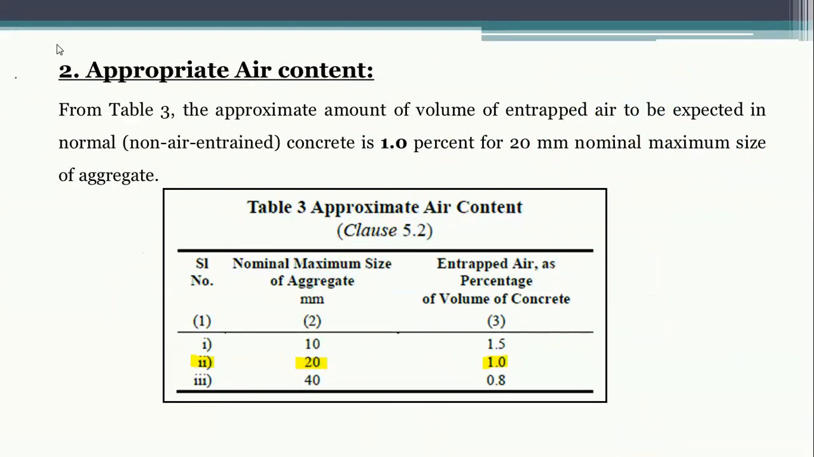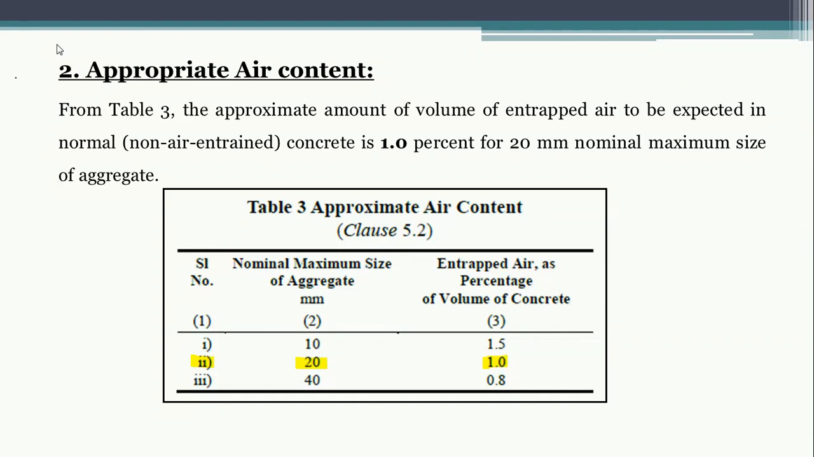So next, second step, appropriate air content. As you all know, we have used maximum size of aggregate as 20 mm, because for most of the RCC works we are using 20 mm and down size. So the maximum size of aggregate in the concrete is 20. For 20, the volume of entrapped air is 1%. You can see in the code book also it is available.